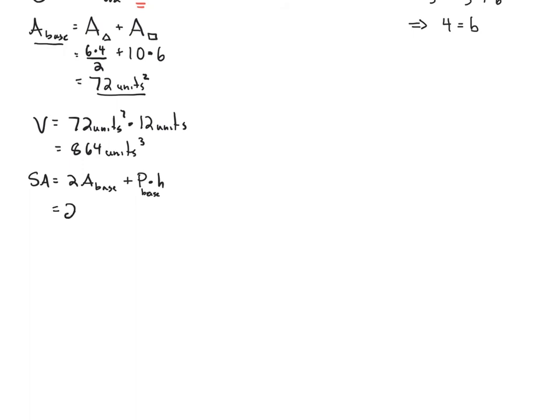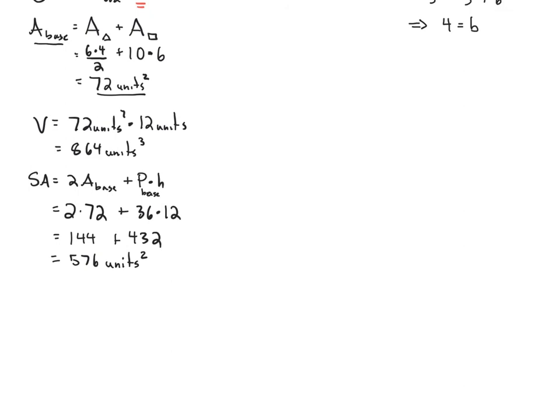So we have 2 times the area of the base, which is 72, plus the perimeter, which you said is 36, times the height, which is 12. So this is 144 plus 36 times 12, so 360 plus 72 is 432. And if we add that, we get 576 units, and this is a 2-dimensional measurement. Area is 2-dimensional, so it's units squared. So hopefully that made sense to you guys.